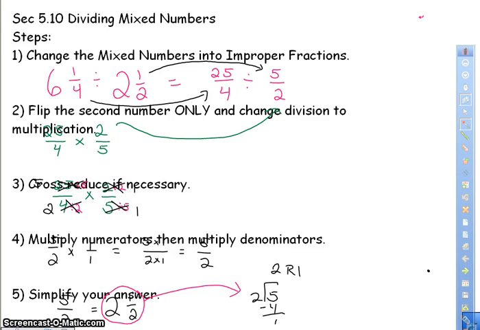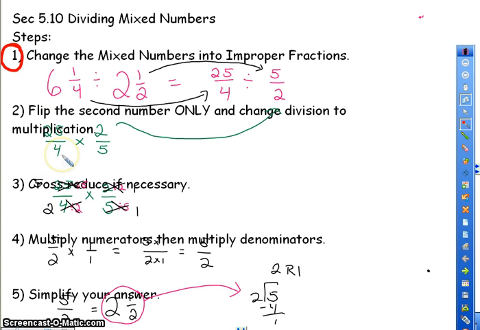Okay, welcome to section 510. Today we are going to be dividing mixed numbers. So very similar to what we did yesterday. And if you recall, we talked about how this would be slightly different. The main reason it's different is because now we have these mixed numbers.